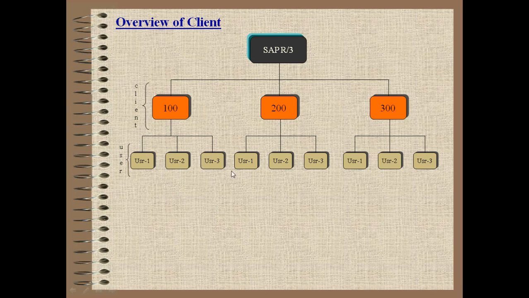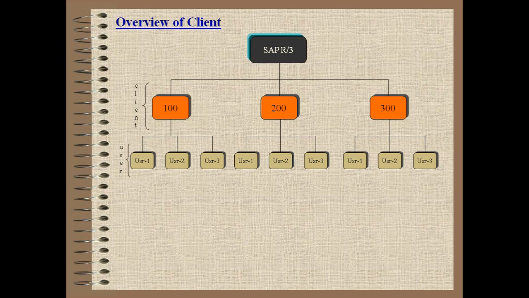So as you've seen, in every client there could be more users. In the production client there will be fewer users, as it is divided which users can access development, and which users are allowed access to quality and production.